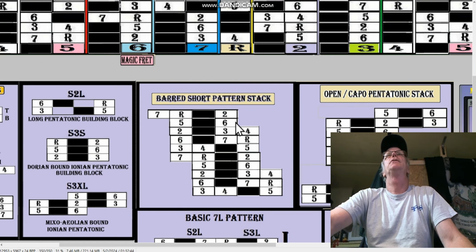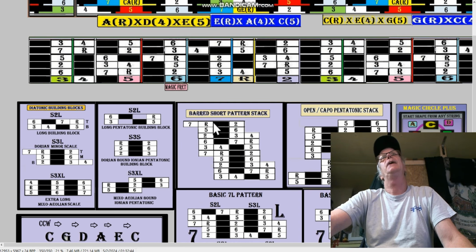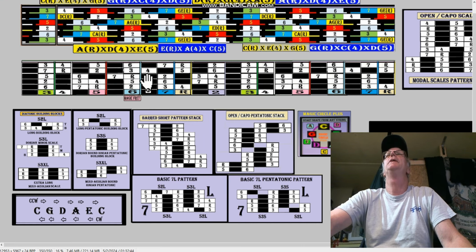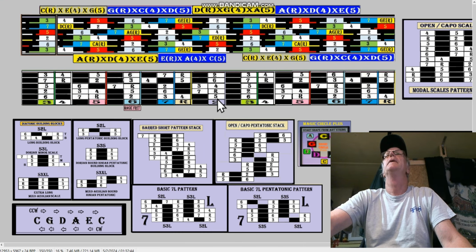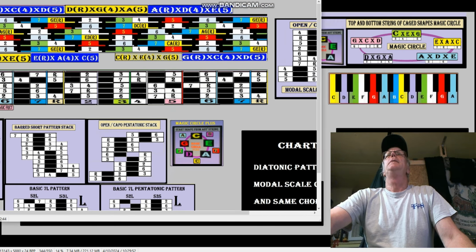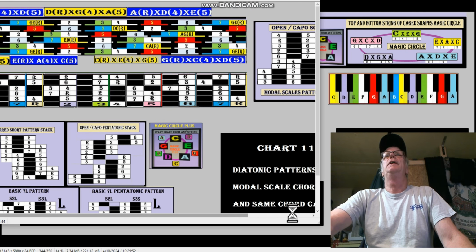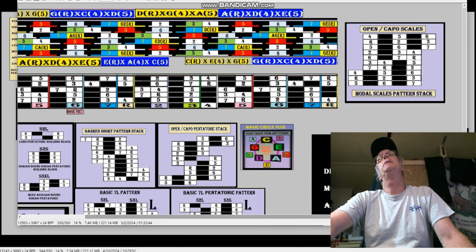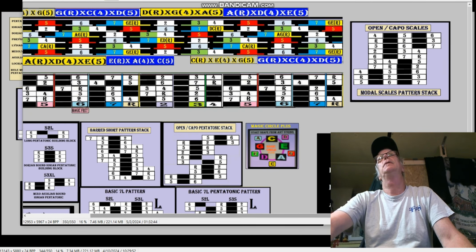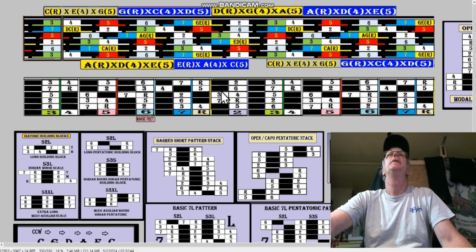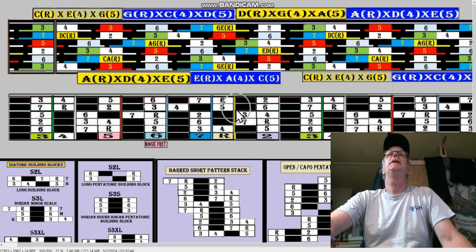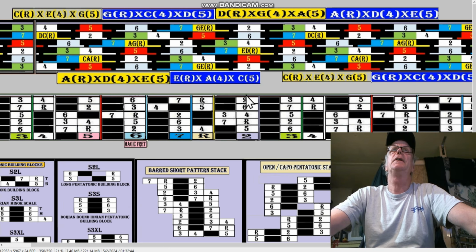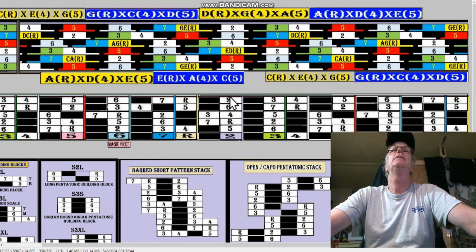So this is the first chart that I filled those in, and once I filled some of them in, I had to get the rest of them. The name of the chart was Diatonic Patterns for Modal Scale Chords. Okay, I just remembered what I was supposed to teach on this. So the bottom line is, it's fairly complicated, but it's easy.